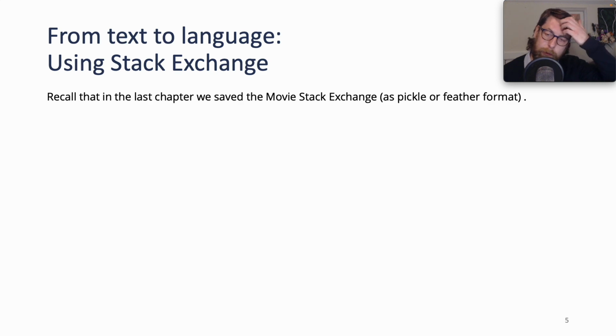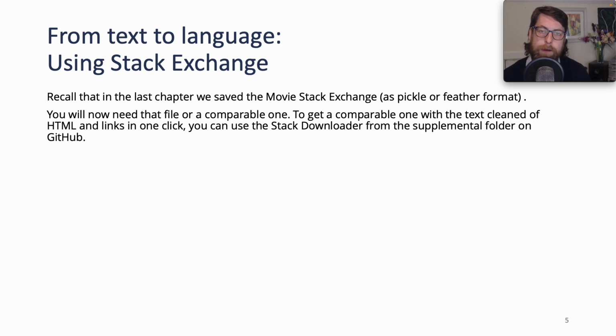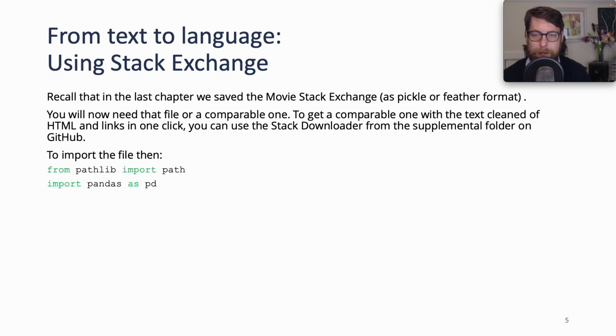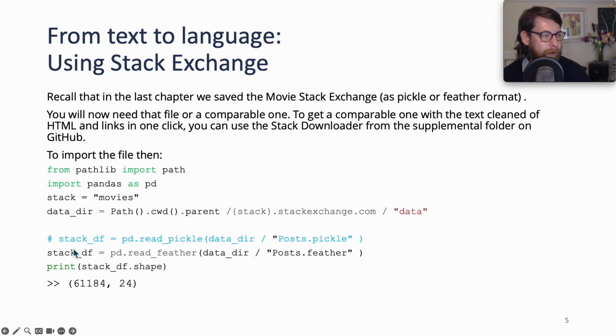Now, instead of going back, in case you haven't done that, trying to clean the data yourself by hand, you can use the Stack Exchange downloader that I've provided in the supplemental downloads folder. Now, to import the file once you have it, you could get your pathlib, import pandas, and then you can see here what I've done is get the data directory, and this is where it should go if you use the Stack Exchange data. It'll go in the directory above and over data, and then underneath it unzips the Stack Exchange archive, puts a bunch of XML in there, and that's also where it puts the data in Feather or in Pickle.